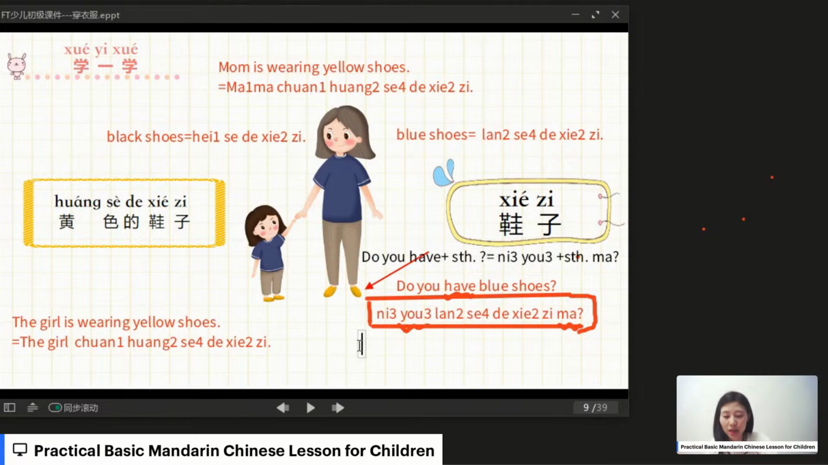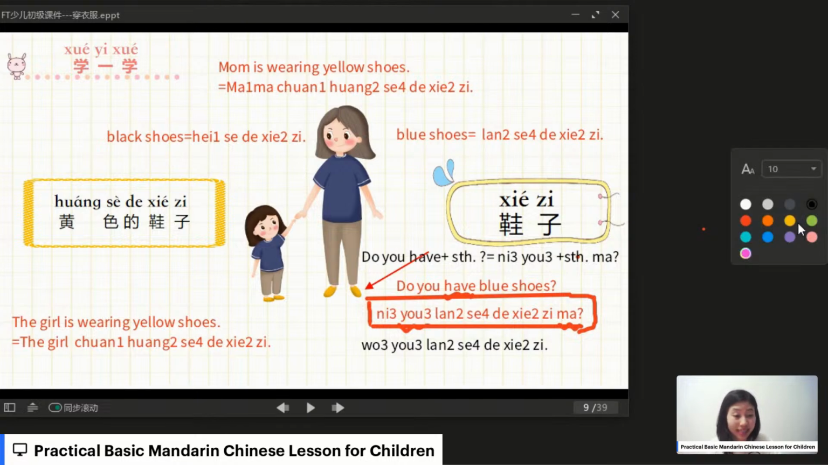I have. So that would be 我有. Okay, I have, 我有, and plus something. Since the question sentence asks you like blue shoes, when you answer, you also need to copy this part. So 我有蓝色的 鞋子. 我有蓝色的鞋子. That would be the positive way to say it.